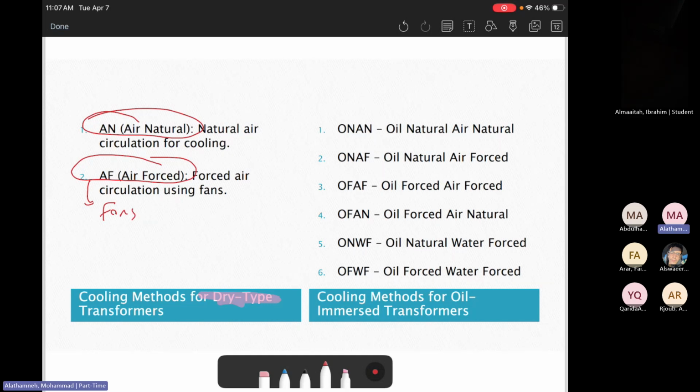Now, the other thing that we have, if it is oil immersed, is called oil natural, air natural. Which means there are no fans, which is the same thing that we used to have in distribution transformers in Jordan. This is ONAN.